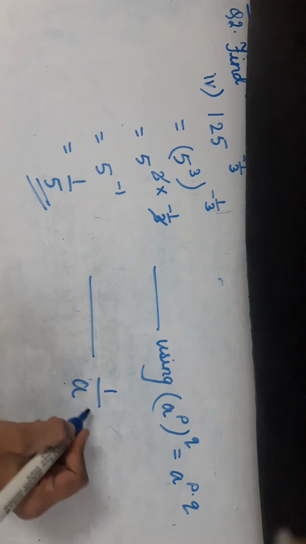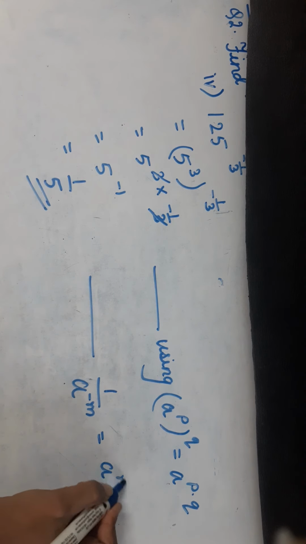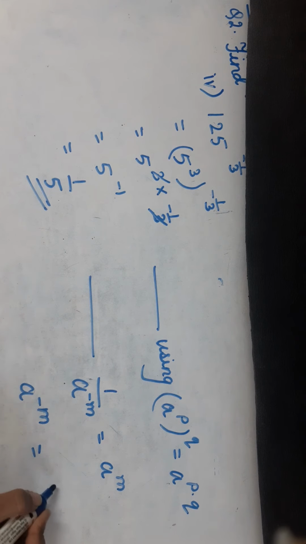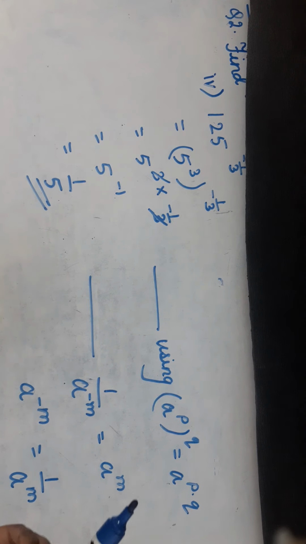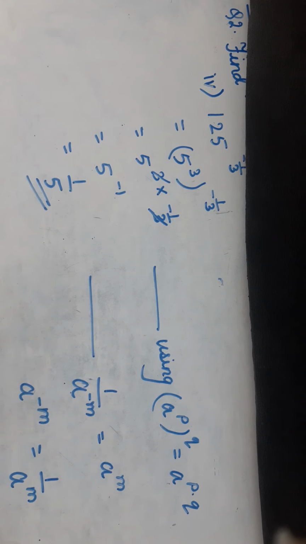1 upon a raised to minus m can be written as a raised to m. And what was the previous one? A raised to minus m is equal to 1 upon a raised to m. So you can simply remember it by the logic that when you are taking a number from numerator to denominator, its power sign is changed.